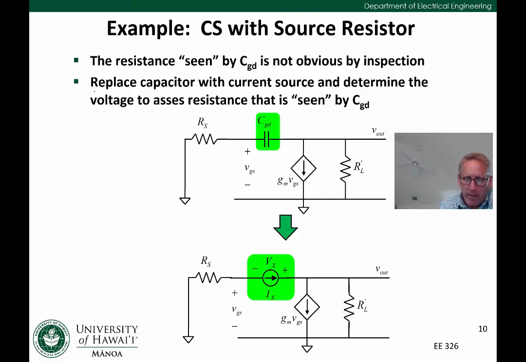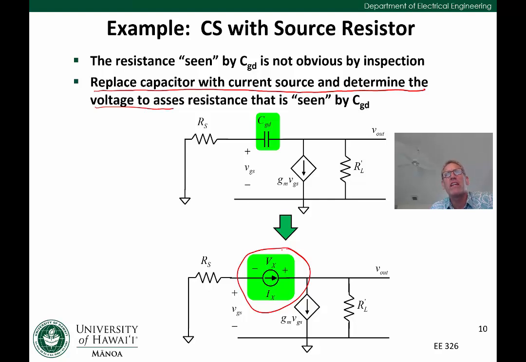So we're going to replace the capacitor with a current source and then determine the voltage across that current source to assess the resistance seen by CGD. The ratio of Vx over Ix, which is what we replaced our capacitor by, will tell us what the resistance is seen at that node. So what we need to do is solve for Vx over Ix in the circuit below. All right, so how do we do that?